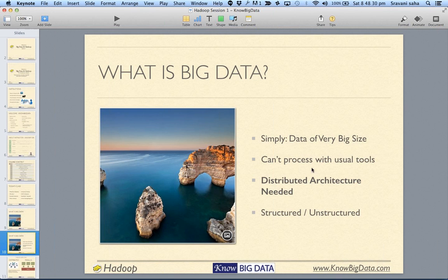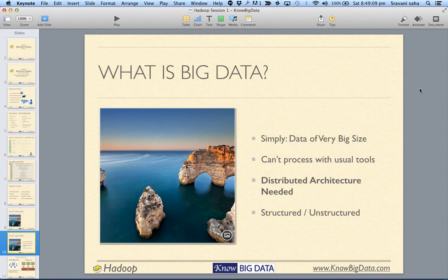Let me just summarize what you have just answered. Simply, the data of very big size. So when we say big data, it does not mean technology. Big data does not mean tools. Big data means data of very big size that you cannot process with usual tools, and for that you require distributed architecture. The data can be structured or unstructured.